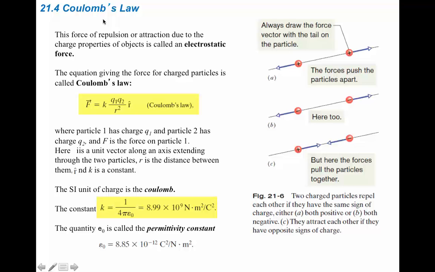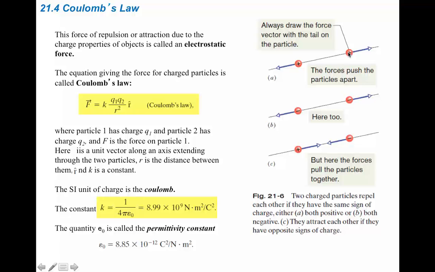Okay, so now we'll talk about Coulomb's law. This is the main math part of this chapter, and the force of repulsion or attraction is called an electrostatic force. The equation describing that force is called Coulomb's law. Again, I'm sure you saw this in a previous physics class. It tells us that the force is directly proportional to the product of the charges and inversely proportional to the square of the distance between them. This r hat right here is just a unit vector that is on the axis joining the two particles.